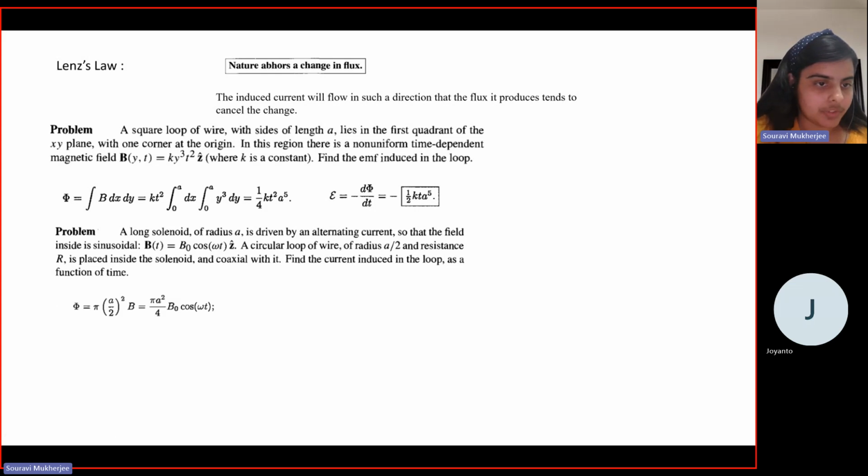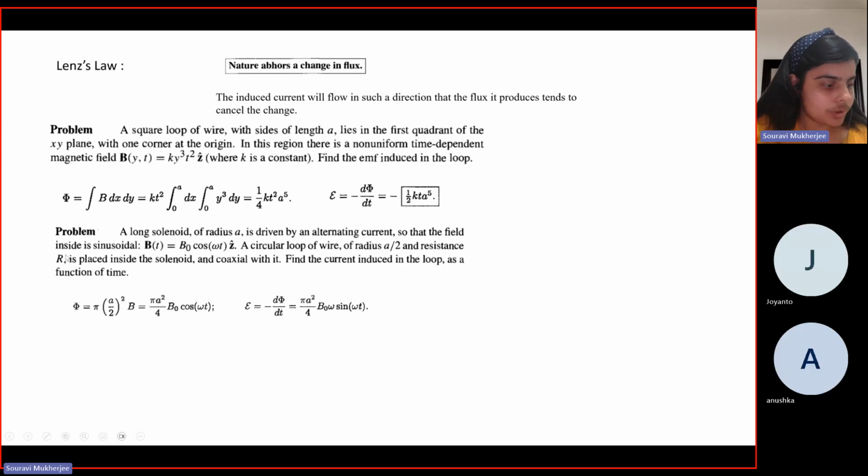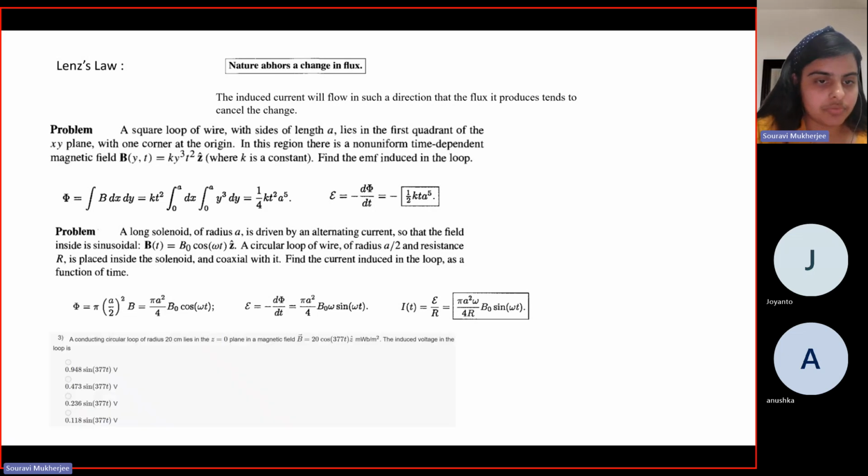So we have to find the flux. The flux is given as area into B, and B is time dependent. So that means we can find the EMF, which is minus d phi dt. So this is your expression of EMF. Now, because the resistance is known to you, you can use Ohm's law to find the current. So current is given as V by R. So this is how the current looks like.